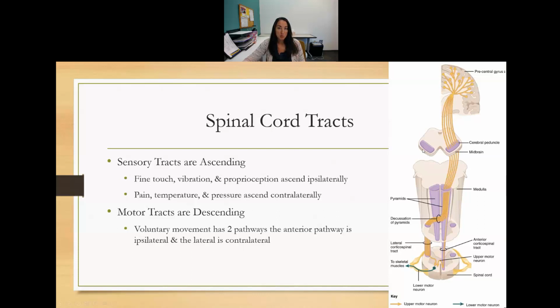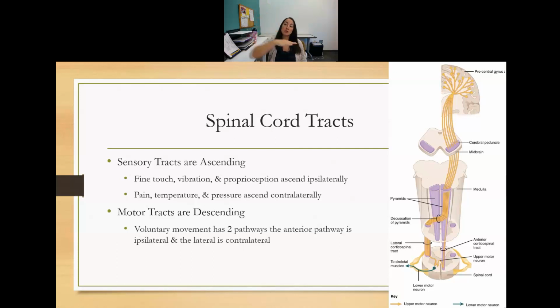With the motor tracts, they descend, they start in the brain and they go down. There are pathways for voluntary motor control that are contralateral, so they go down and they cross and travel to the opposite side of the body. And there are some that are ipsilateral that go down and feed the same side of the body. So depending on which pathways you're talking about, some of the pathways go straight up, some cross, some go straight down, and some cross.